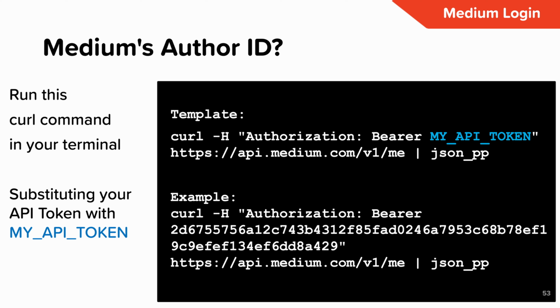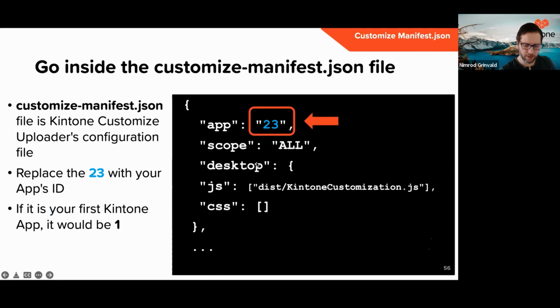And you'll need to hunt for the part that says ID: and then everything between those two quotes is what you'll want. From here, we've got a few more changes to make to have all of this automatic uploading work the way that we want.